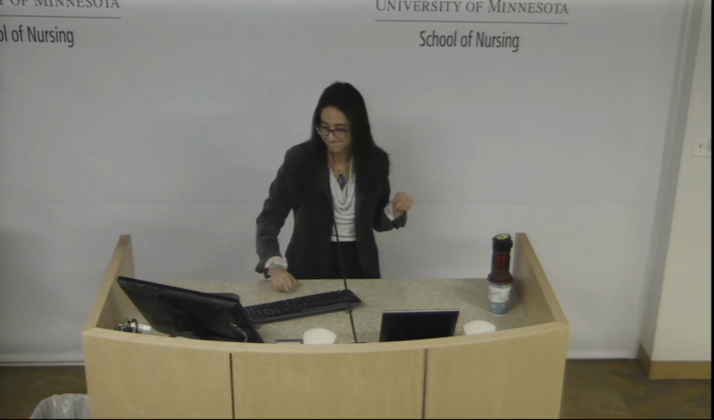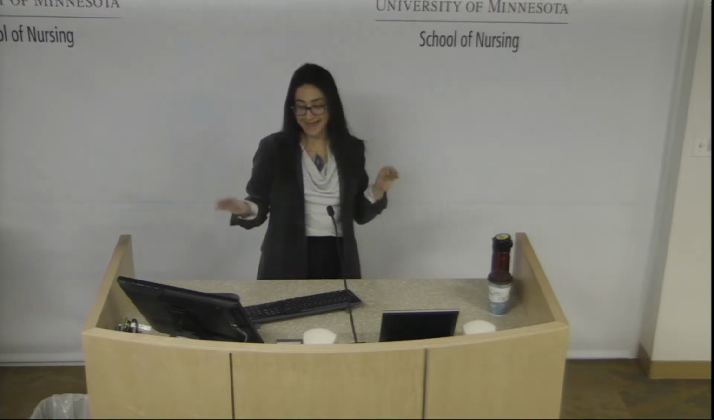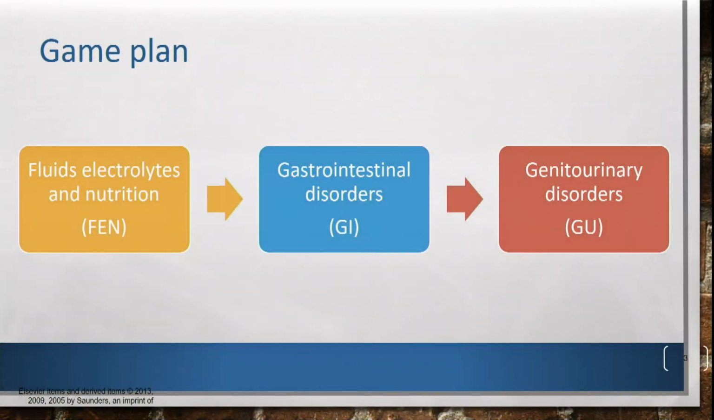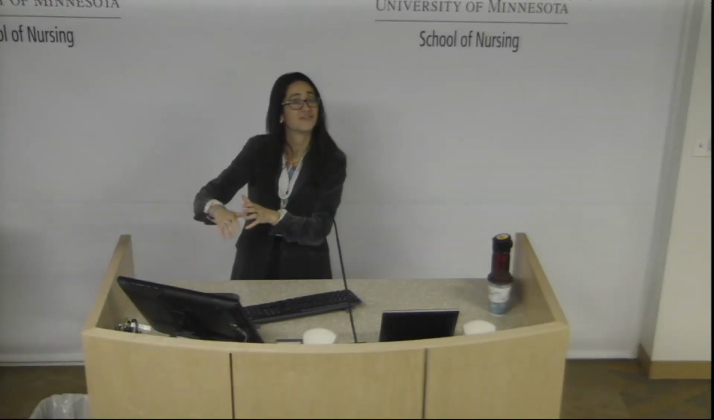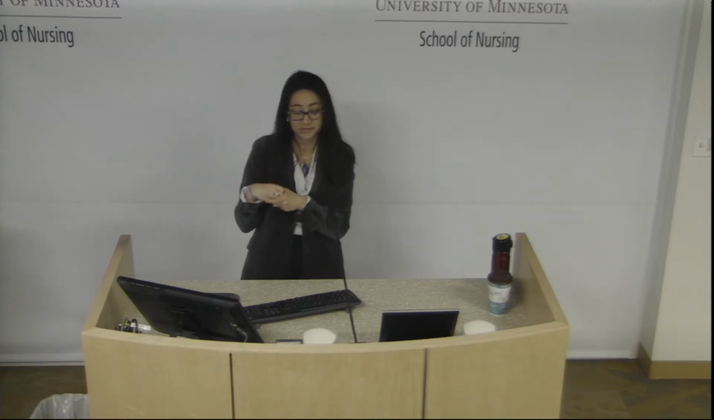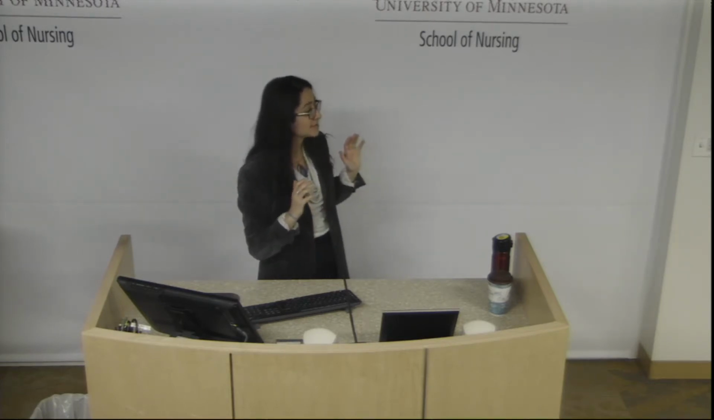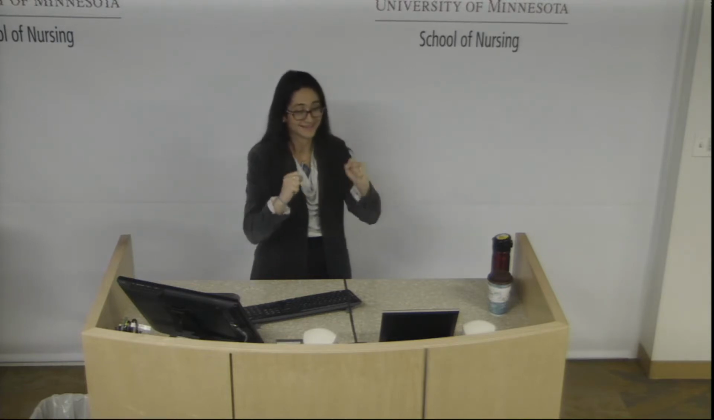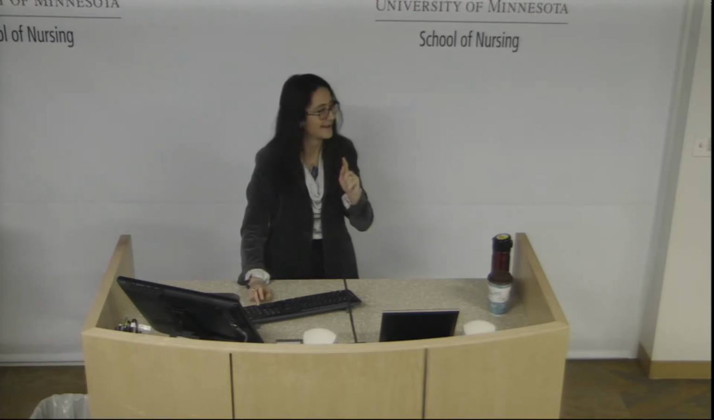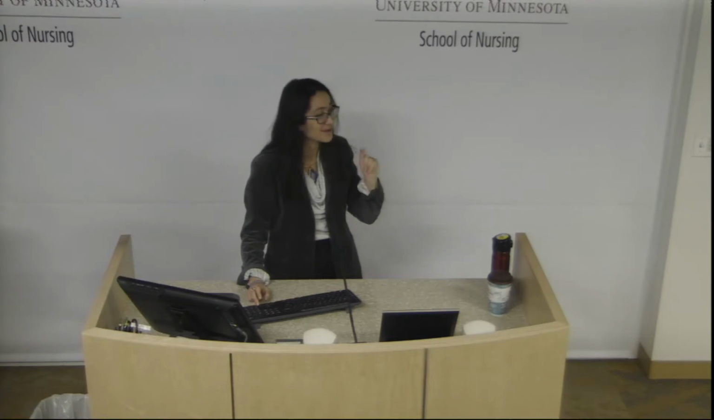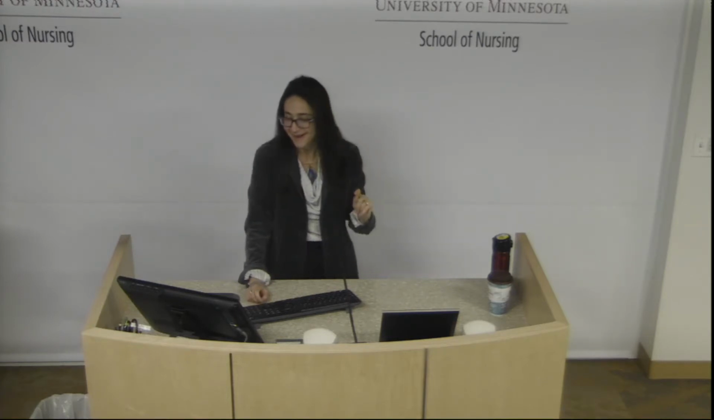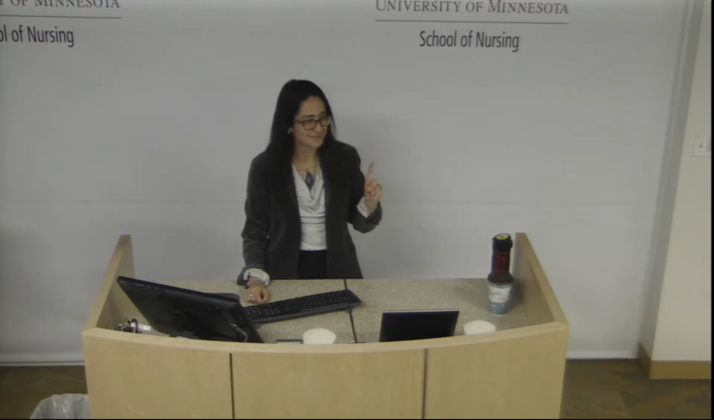So the game plan, everything in yellow is the first third. It's going to be fluids, electrolytes, and nutrition. Everything in blue will be the second third, that's GI, and the final third will be GU disorders. So again, about 30 minutes for each, and I'm going to get you out of here early if I can. I'm aiming to end 5 minutes early with all talks now. We'll see if I can do it. That being said, please ask questions.